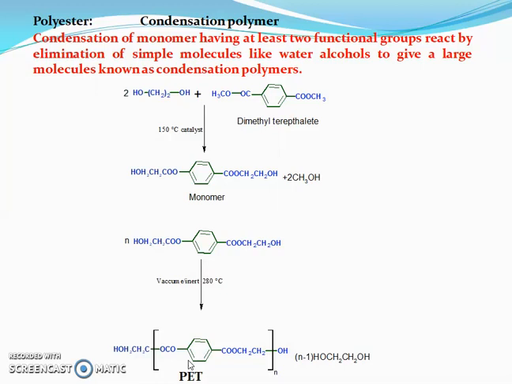The next type of polymer we look at is condensation polymerization. Condensation polymerization is also called step growth polymerization. It is a reaction in which monomers having at least two functional groups can react by elimination of simple molecules like water, alcohol, etc., to form large molecules known as polymers. Each step of polymerization may be independent of the other, and hence it is known as step reaction polymerization.